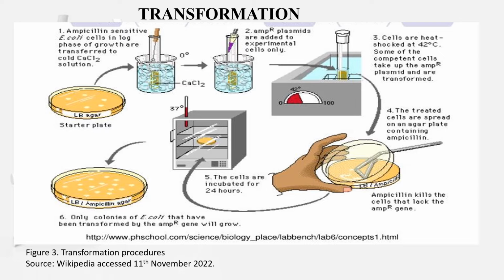Then the ice cold cells, of course, were heat shocked at 42 degrees Celsius for 30 seconds to make E. coli cells permeable to the DNA molecule. The cells that took up the plasmid are also differentiated from those that do not take up the plasmid by growing on ampicillin supplemented media.